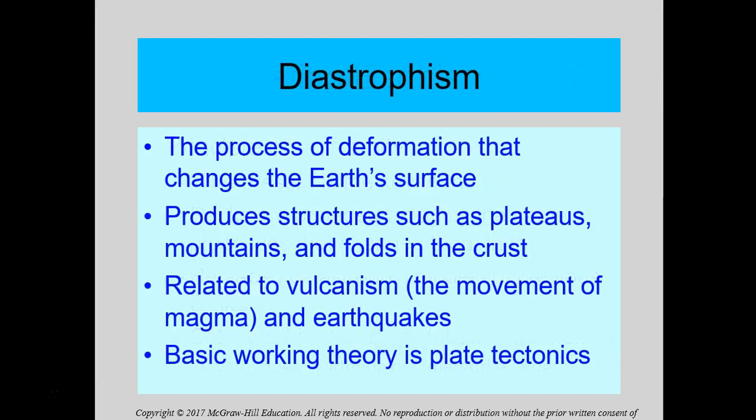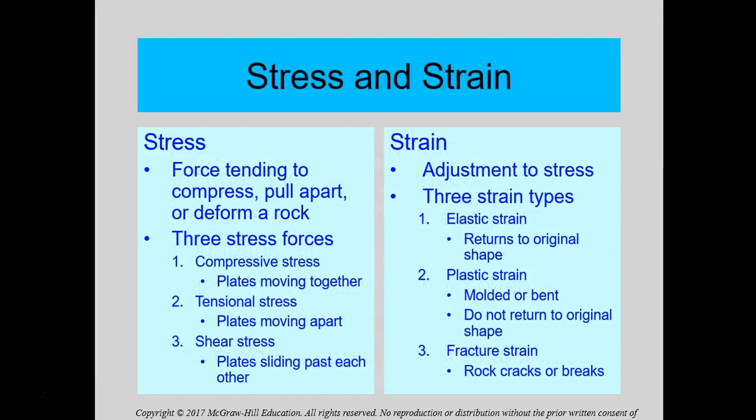So with plate tectonics being the process, the idea of diastrophism is basically just the process of deformation that changes the Earth's surface. This is what occurs when the plates move together, move apart, things like that. This produces structures like plateaus, mountains, and folds in the crust. And it comes about from the movement of magma and earthquakes that occur inside of the Earth. So before we can understand how these processes led to what we see on the Earth now, we need to discuss a few terms that we can use in order to describe these different occurrences.